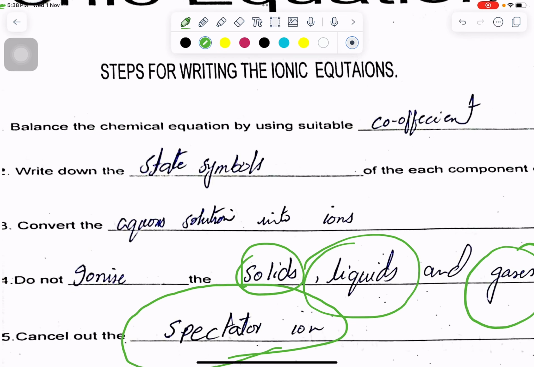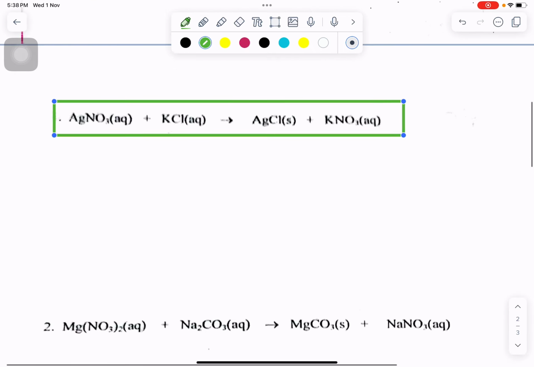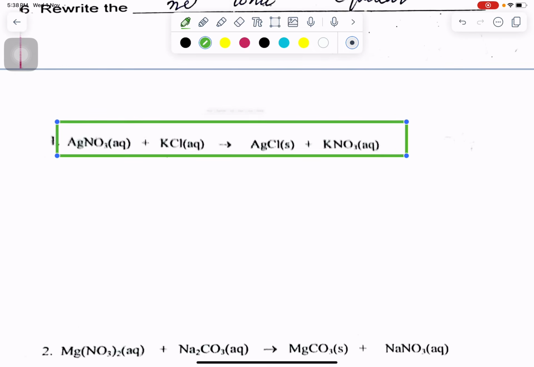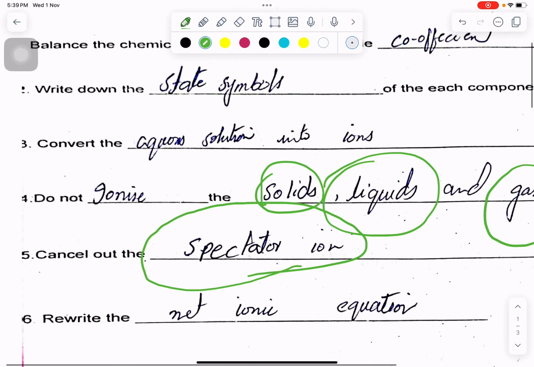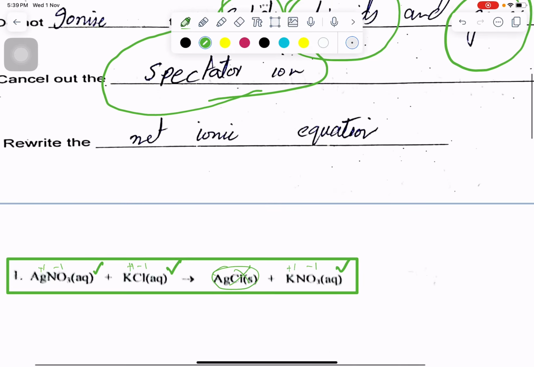Convert the aqueous solutions into ions. This is aqueous, this is aqueous and this is aqueous. So convert this, +1 -1, +1 -1 and +1 and -1. This cannot be ionized, because it is solid and we have studied that we do not ionize solids, liquids and gases.